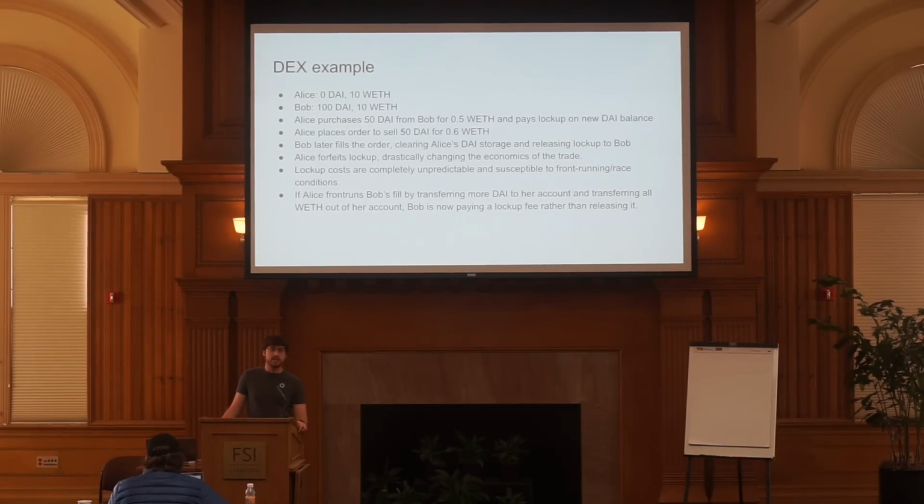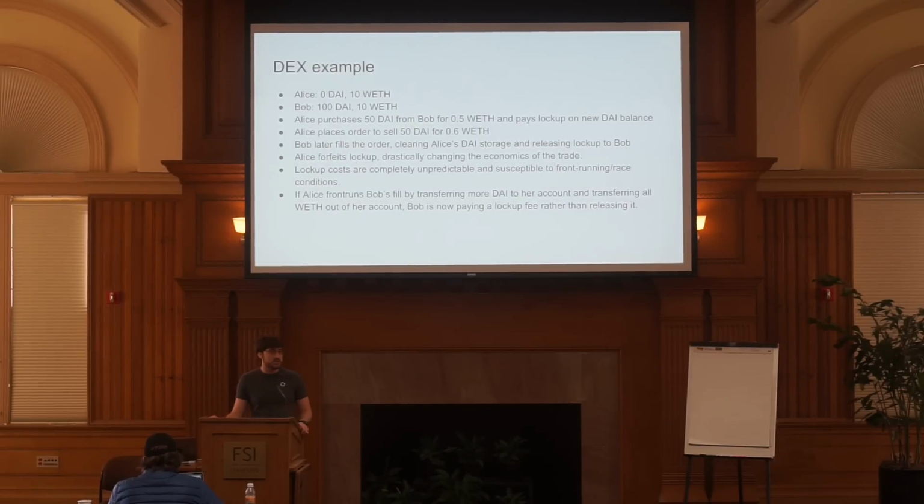So let's look at a decentralized exchange. We have Alice, who holds 0 DAI and 10 wrapped Ether. We can just think of wrapped Ether as Ether, but it's the ERC20 equivalent. And then we have Bob, who has a balance of both of these things. So when Alice purchases DAI, she will be paying a lockup fee because she now has a DAI balance, and that's using an extra storage slot that was not there before. Now let's say she wants to sell this DAI back.